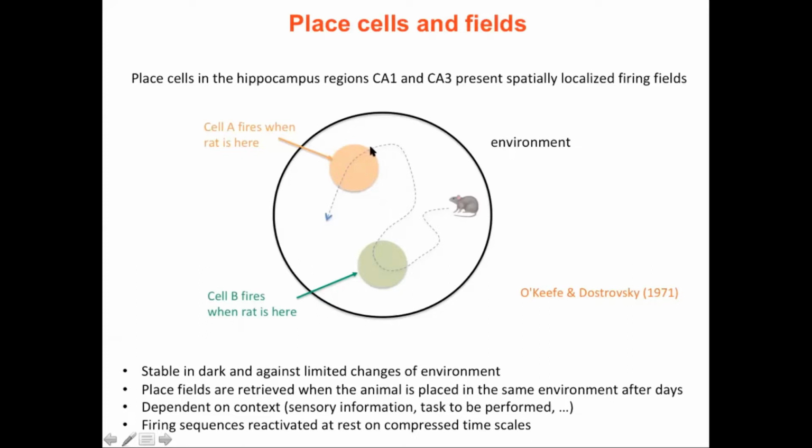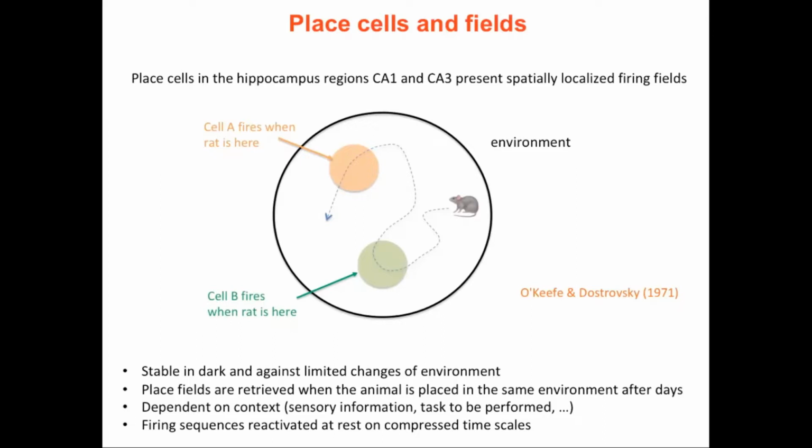So place cells were discovered first by O'Keefe and collaborators in the 70s. And John O'Keefe was rewarded with the Nobel Prize in 2014 for his discovery. So place cells have many important properties, and I don't have time to explain all of them, but let me make just a very brief list. First of all, they are stable in dark, so you don't need visual stimuli to have stable place cells. And they are stable also against limited changes of environment, maybe small changes in shape.